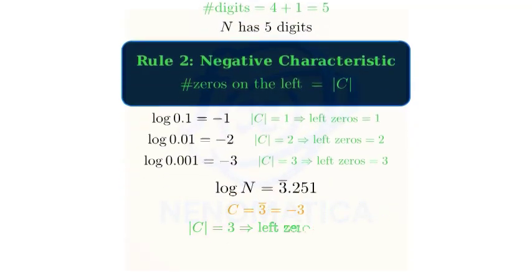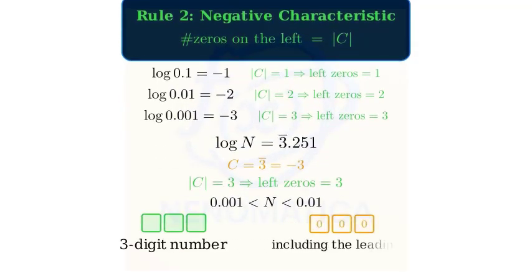Sometimes a negative characteristic is written with a bar. For example, log of n equals bar 3.251. The bar 3 means the characteristic is -3. Its absolute value is 3, so there are 3 left zeros, including the leading zero. That places n between 0.001 and 0.01. To make this visual, think of boxes for digits. A positive characteristic tells how many integer boxes you need. A negative characteristic tells how many zero boxes appear to the left, including the single box before the decimal.